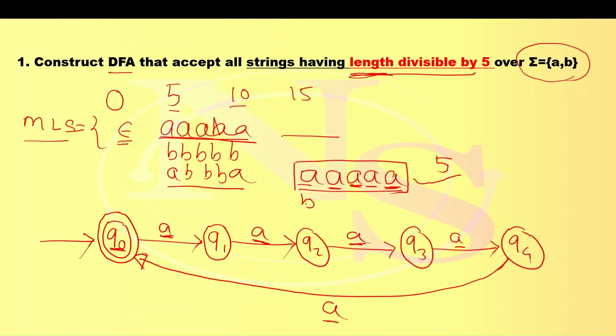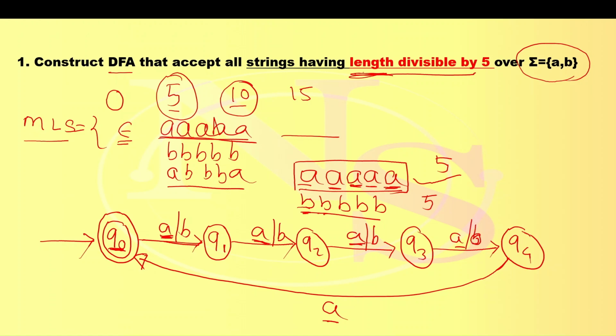Similarly, I can check for the 5 b's. Design the automata for 5 b's, because the length of the string is 5, divisible by 5. So, the first symbol is b. The starting state is Q0. As I mentioned, we need to focus on the length of the string and not the specific symbol. So the first symbol may be a or it may be b. So Q0 is reading the b. The second symbol is b. Again, Q1 can read a or b. Q2 can read a or b. Q3 can read a or b. Q4 can also read a or b.